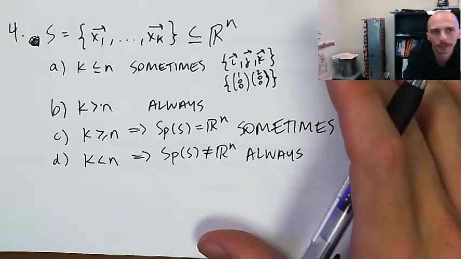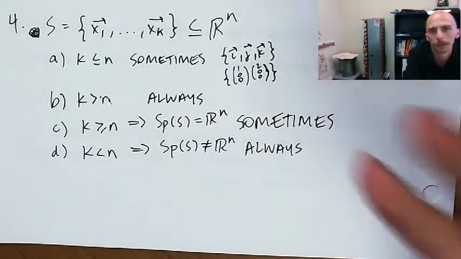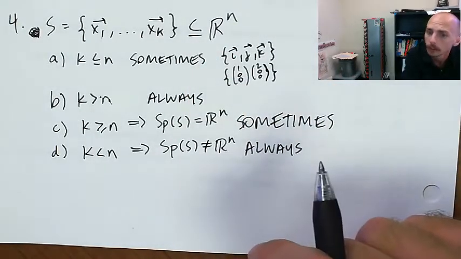That would have been a more interesting question if it said S is a spanning set for Rn, and then it would have been never. It seems like it's sometimes or always, always.